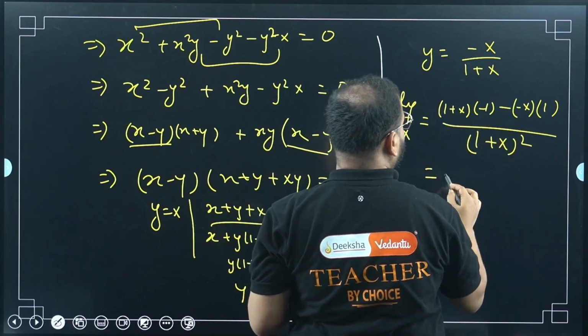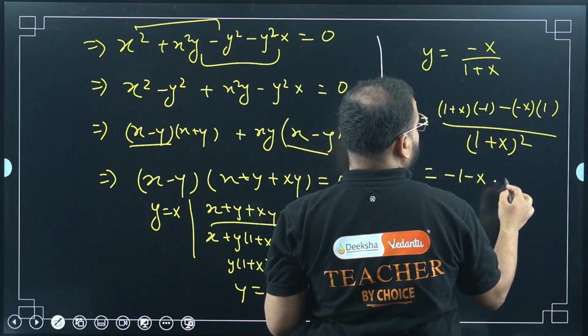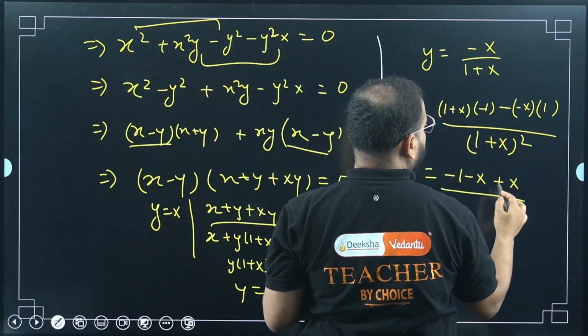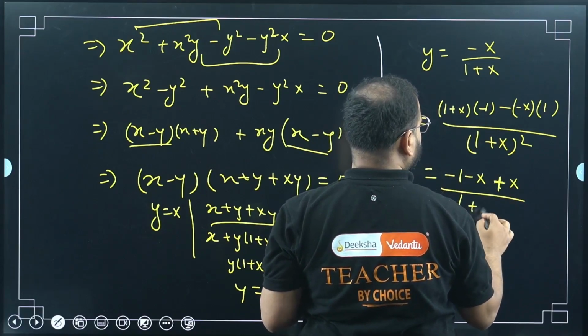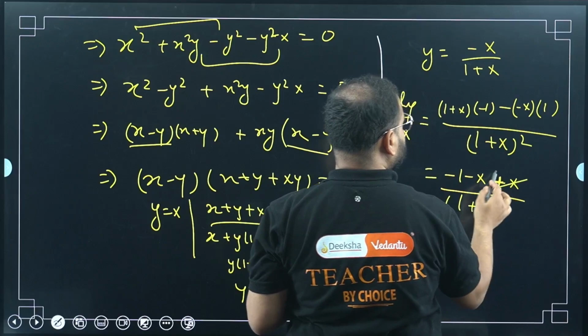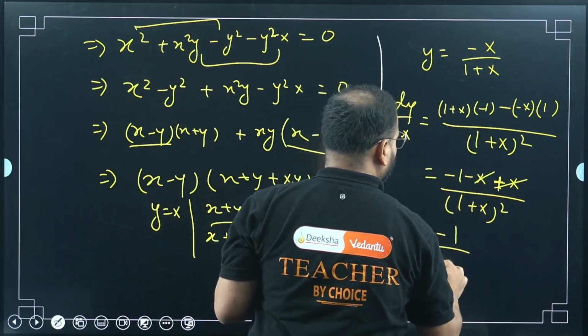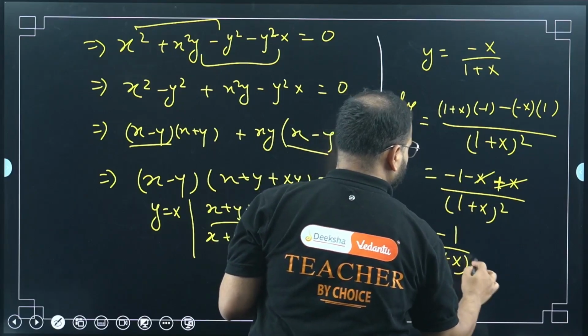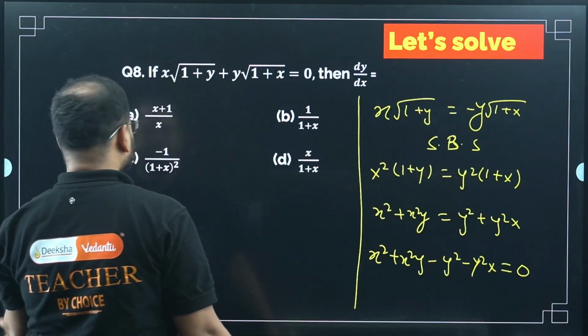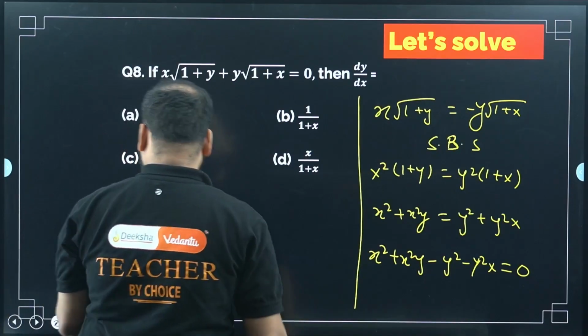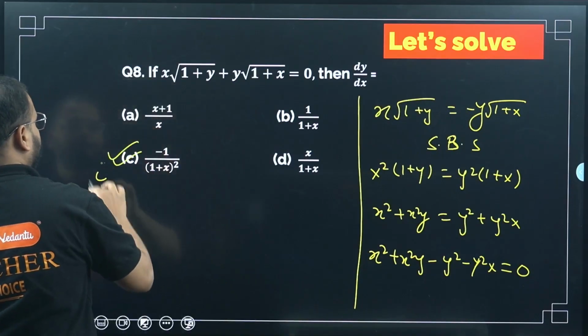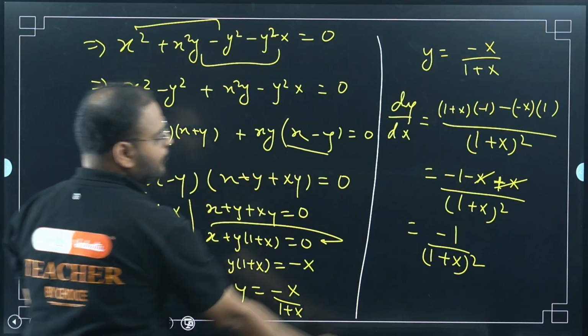What do I get now over here? Minus 1 minus x plus x upon 1 plus x the whole square. This and this go out. What is the answer? Minus 1 upon 1 plus x the whole square. Any option like this? Please check. It is option C: minus 1 upon 1 plus x the whole square.